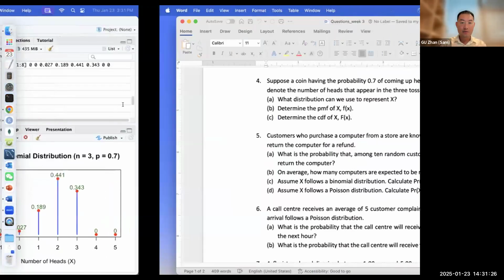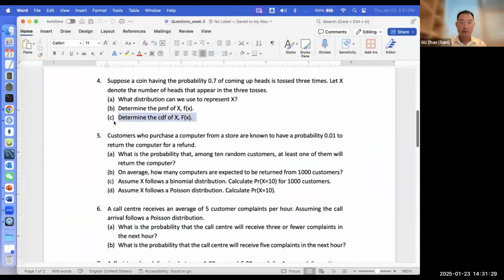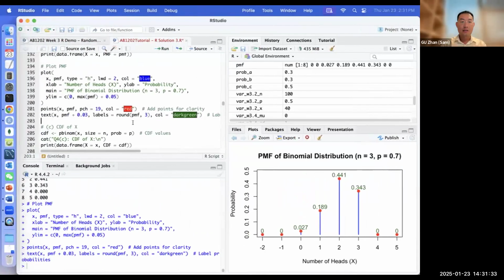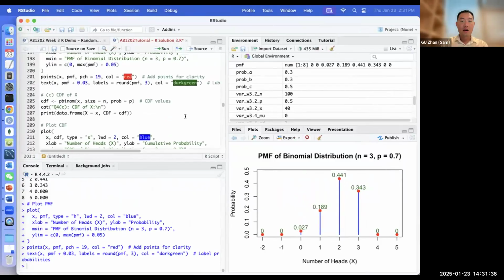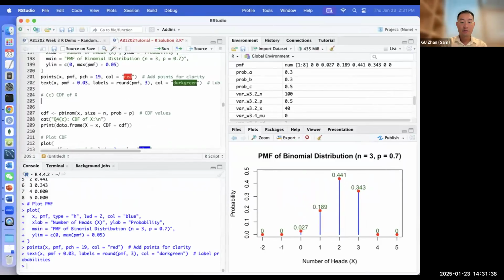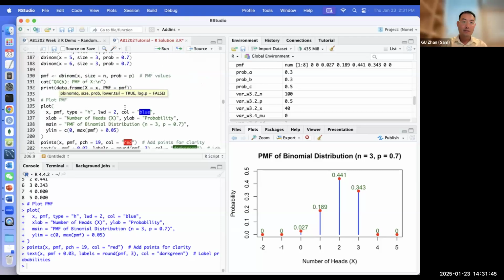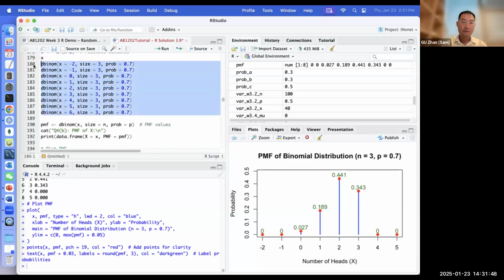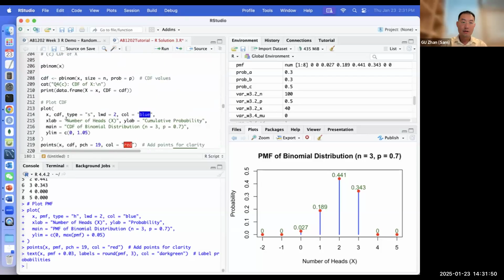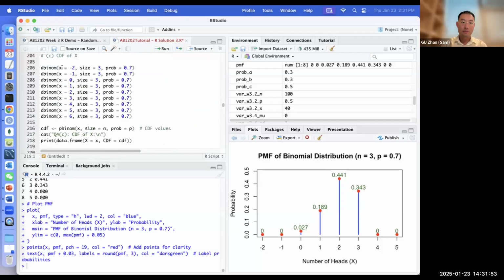Okay, they also asked, the third one is, determine the CDF of X. For CDF you use pbinom. In fact, I just change everything here. I copy it here, pbinom, instead of d, p, but this time you should not use x. You should use p.